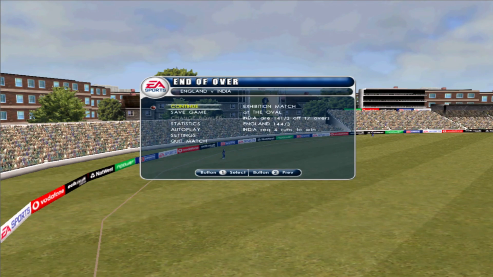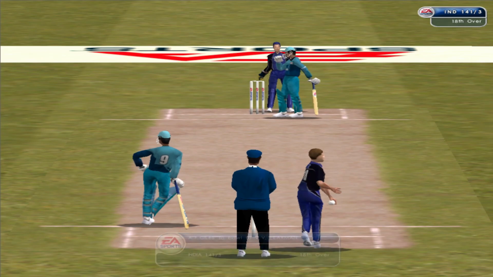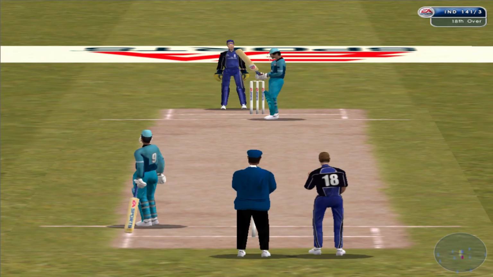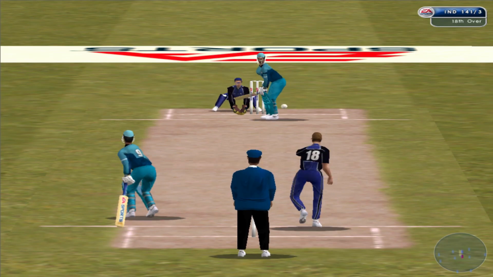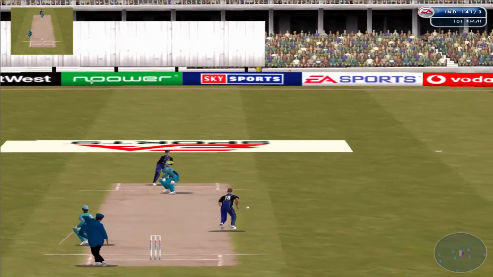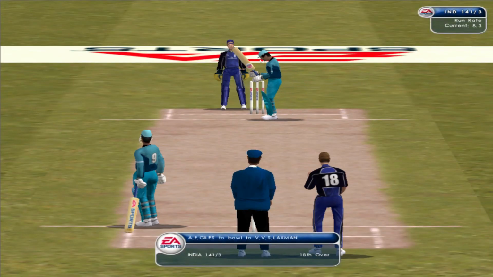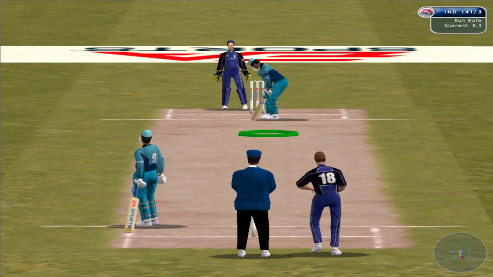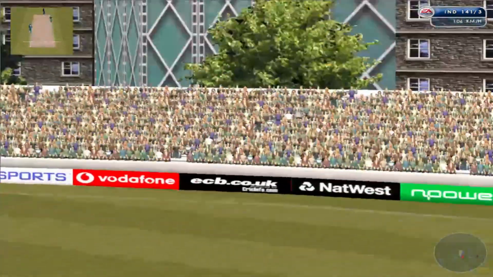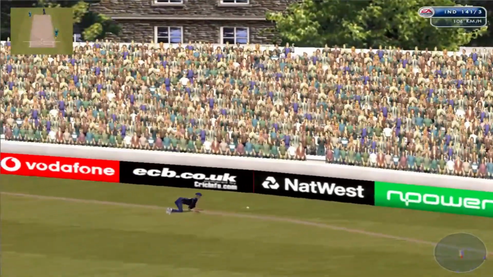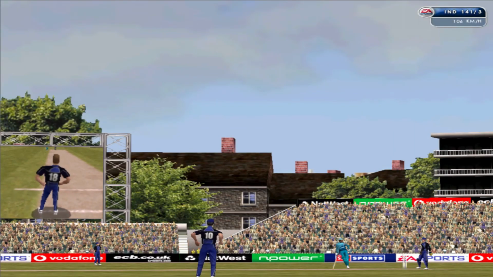Three overs are left for India. We're about to see a change in the bowling. The required run rate looks a fairly comfortable 1 an over. It's in the air. He's timing the ball perfectly today. He played that with a lovely straight bat. He'll be pleased.